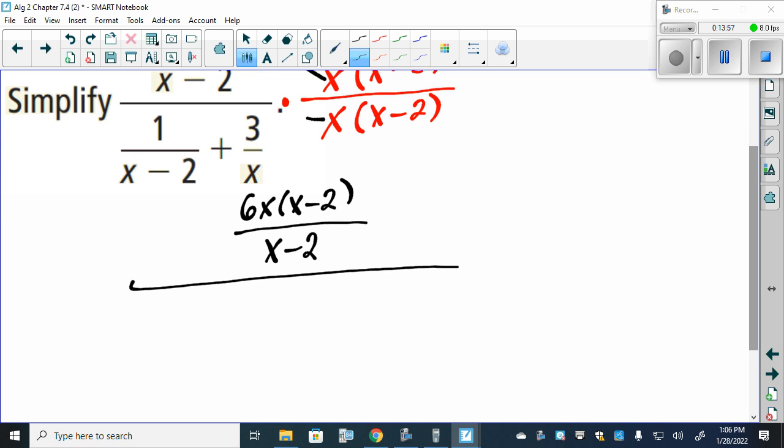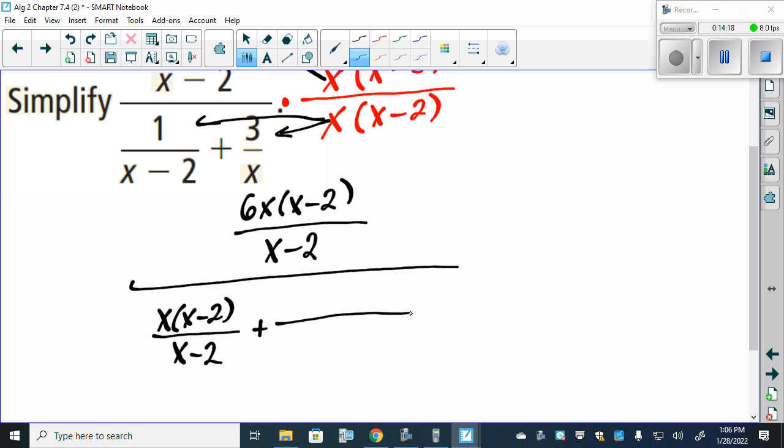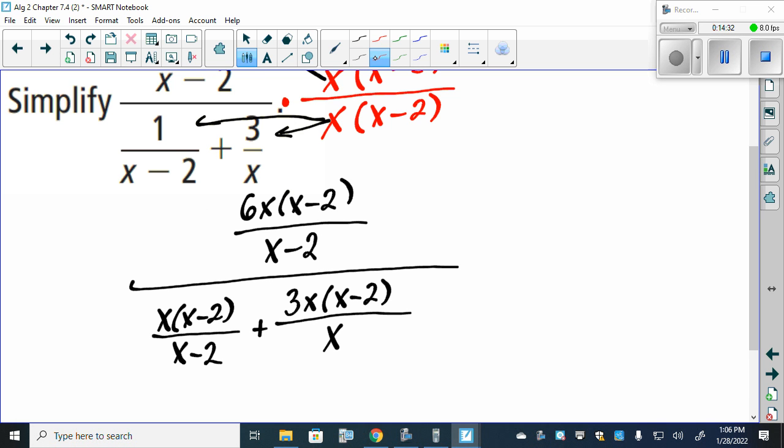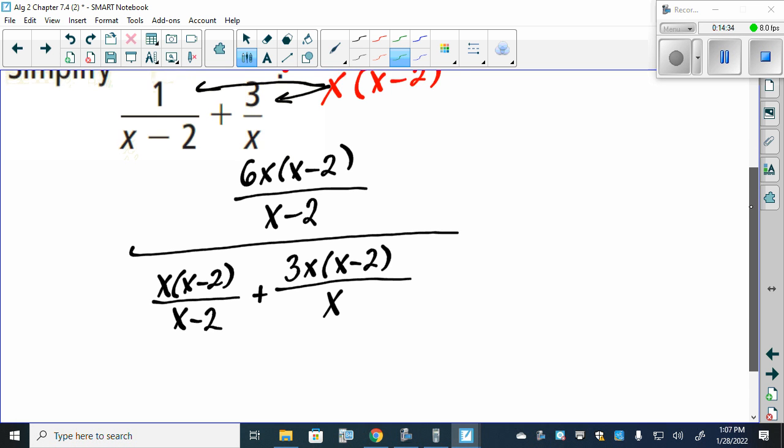Then we would do the same thing with the denominator, multiply both of the numerators of the denominators with our x times x minus 2. Well, x times x minus 2 times 1 is going to be x times x minus 2 over our x minus 2 plus. Then we'll do it with the 3, so we'd have 3 times x minus 2 over x. Any questions on this here before we start simplifying?